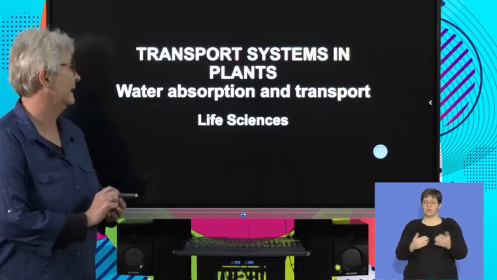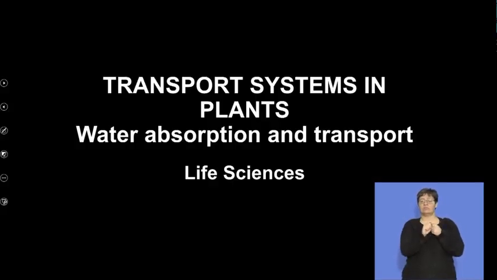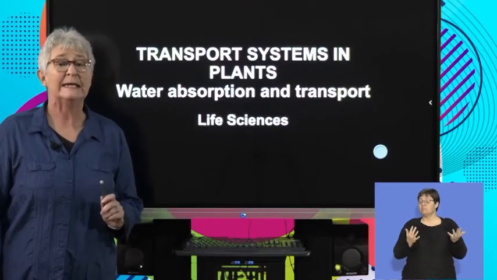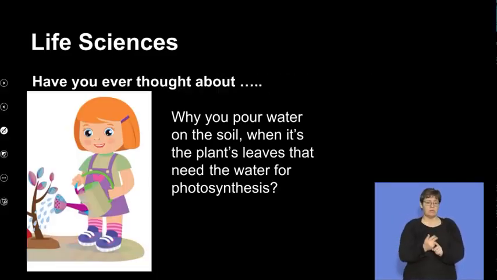And the topic is we're looking at transport systems in plants, more specifically how water is moved around the plant. The question we're going to be looking at is, when you water a plant, you pour water on the soil. And yet it's the leaves that actually need the water because they need the water for photosynthesis. So let's look at how this works.